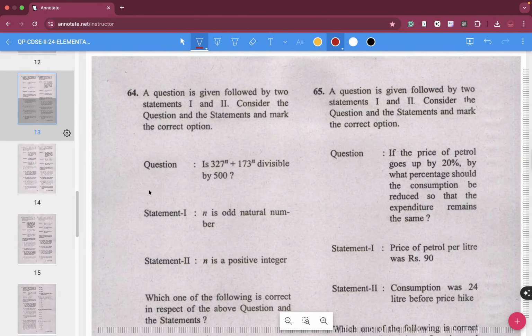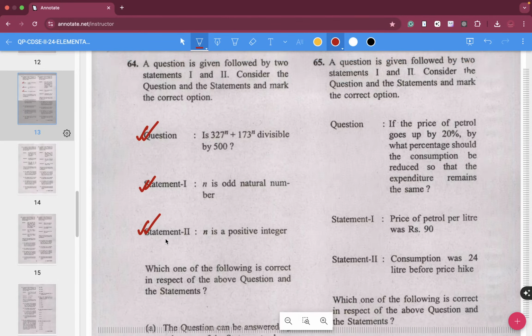Now this particular question: a question is given followed by statement 1 and 2. This is the question that they have given, and they have given statement 1 as well as statement 2 over here. Consider the question and the statements and mark the correct option. 327 raised to the power n plus 173 raised to the power n is divisible by 500. Is it 500?